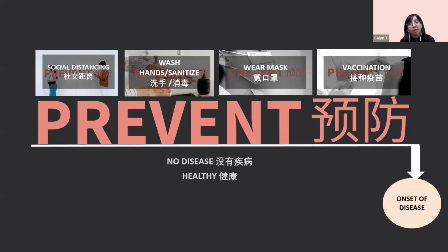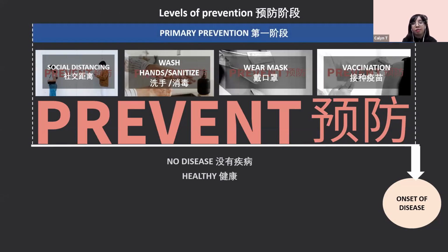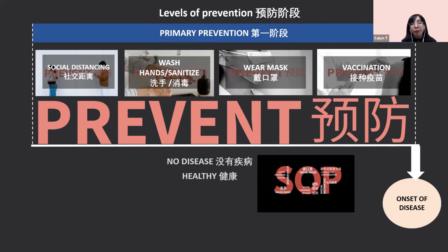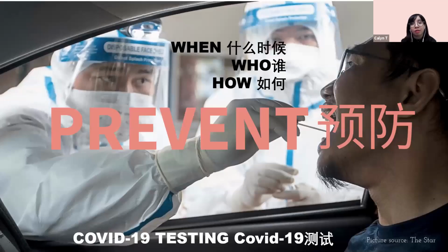So when you put it together, all these things are your primary prevention: social distancing, washing your hands, wearing your mask, and vaccination. And when you look back, this is just your SOP. This is what your SOP is. So when you understand how this virus transmits, you actually understand why you need to do these things. So it's not just SOP for the sake of SOP, but it's what you need to do to keep yourself in a state of no disease and healthy before any onset of disease.